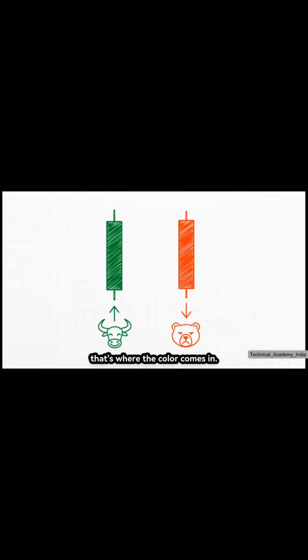Well, that's where the color comes in. This is your instant gut check. Is it green? That means the buyers were in control and the price closed higher than it opened. Is it red? That means the sellers won that round and the price closed lower. It's a really simple, powerful visual for who's winning the fight.